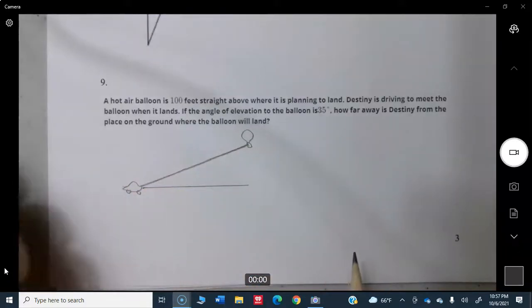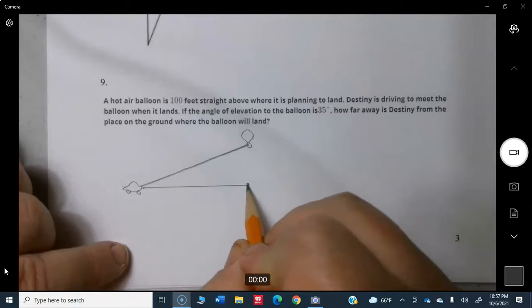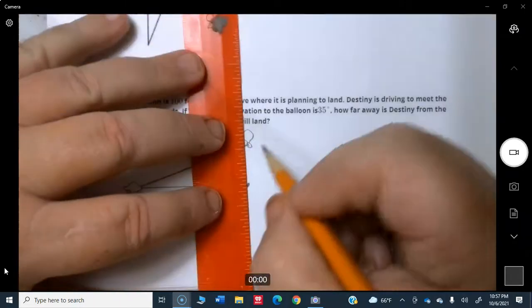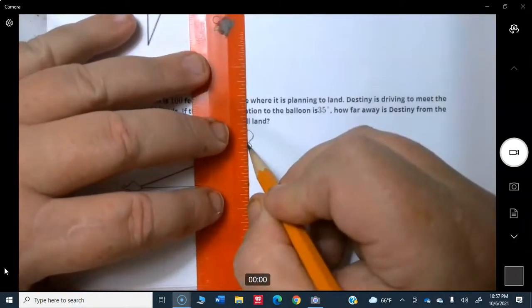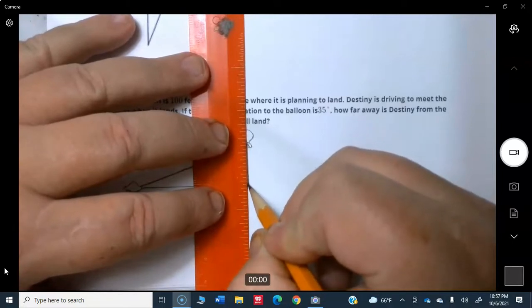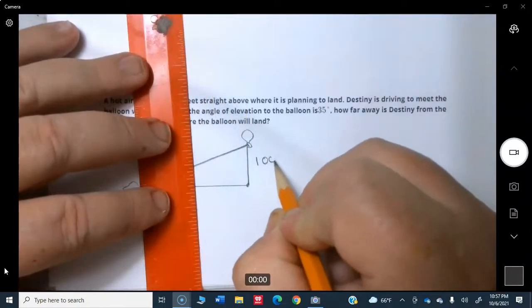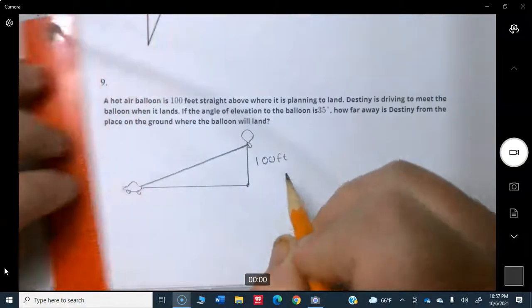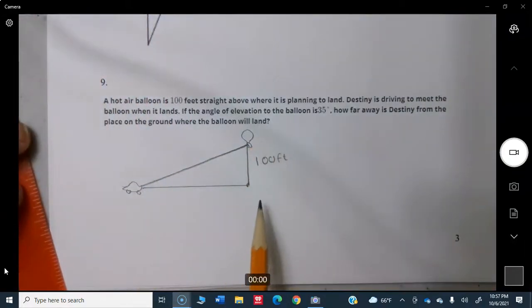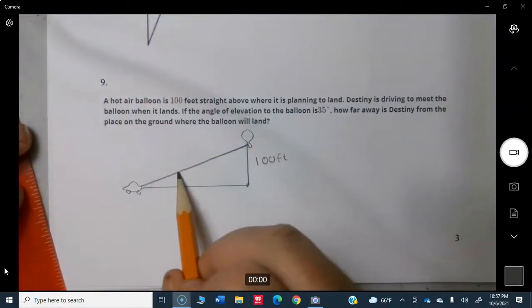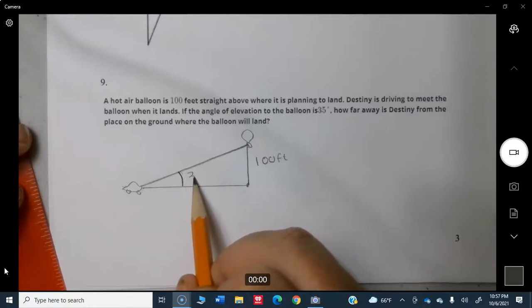And it's 100 feet straight above where it's going to land. This is where it's going to land. So it's 100 feet above that right here. So that's 100 feet. All right, so that's 100 feet. And the angle she's looking up at is 35 degrees.